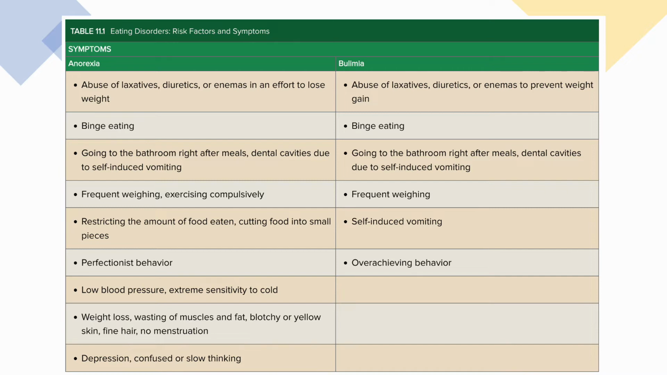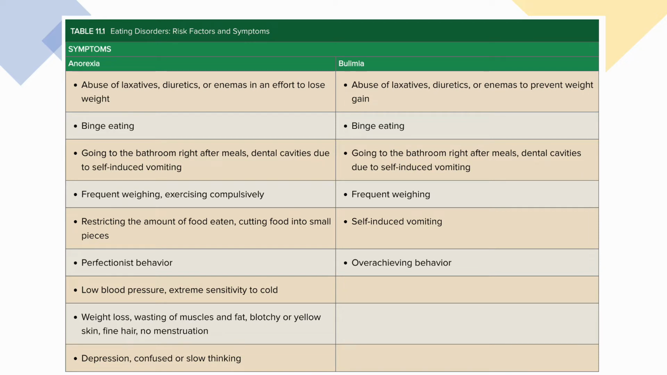Now, this is where we start talking about some of the differences. In anorexia, they have frequent weighing and compulsively exercising. And in bulimia, it's more about the frequent weighing. And then back to anorexia again, they're restricting the amount of food that they're eating. They're cutting their food into small pieces, which essentially means they're doing more playing with it than they are eating it.